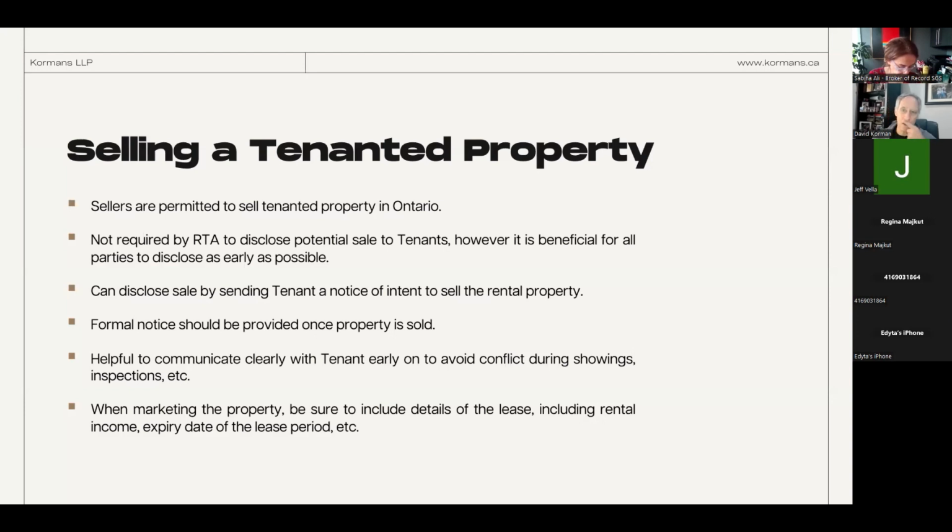So let's start with selling a tenanted property. There's no problem with someone selling a property that's subject to a tenant. The issue is, do we want to sell it vacant, get the tenant out, or are we going to sell it subject to the tenancy? Whoever's going to buy it has to assume the tenancy.